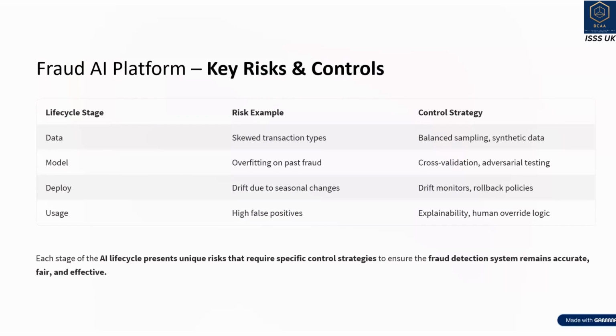So there is a control strategy which we talk about: balanced sampling and synthetic data. If the data is incomplete, we can add synthetic data, try to define the pattern, and then create a balanced sampling.